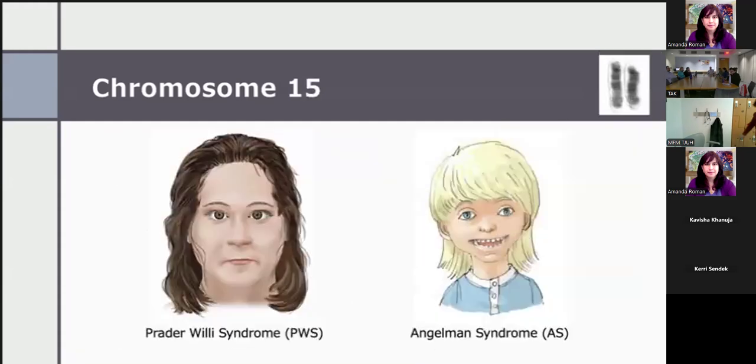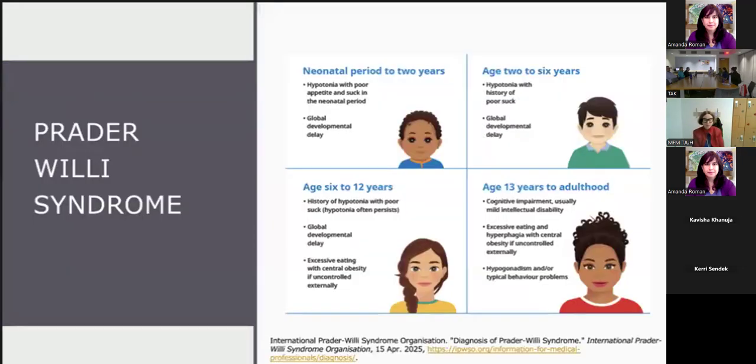Now, chromosome 15 is personally the one that I find the most interesting, because uniparental disomy of chromosome 15 is associated with Prader-Willi and Angelman syndromes. Before I go into the genetics of these two conditions, I'll briefly describe them.